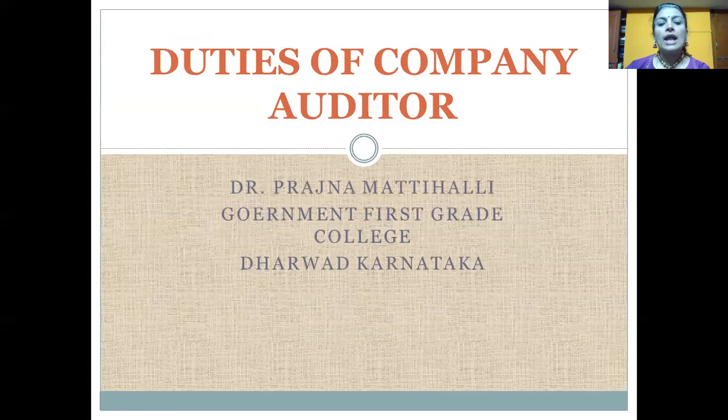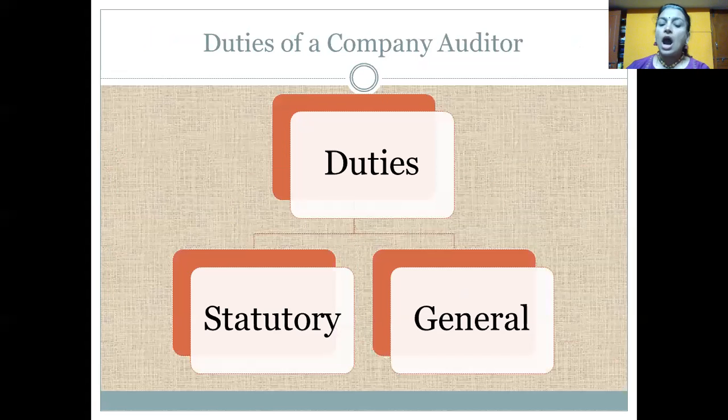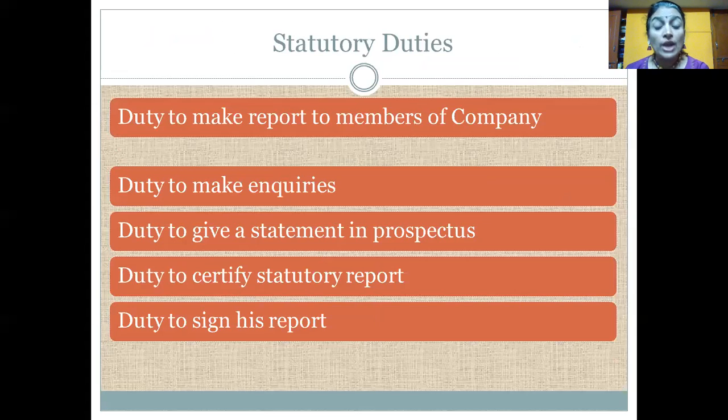Here, the duties of a company auditor are classified into two: statutory duty and general duty. What are the statutory duties? Let us first look into it. The very word says it: statutory means as per law, it is compulsory. Duty to make a report to members of the company. Then comes the duty to make enquiries.